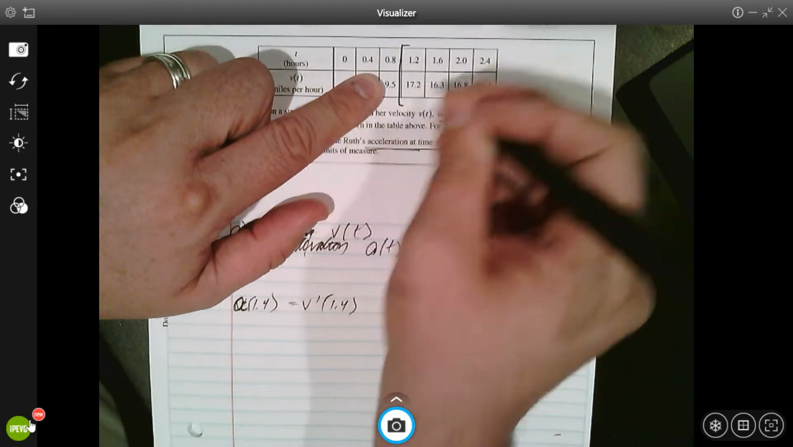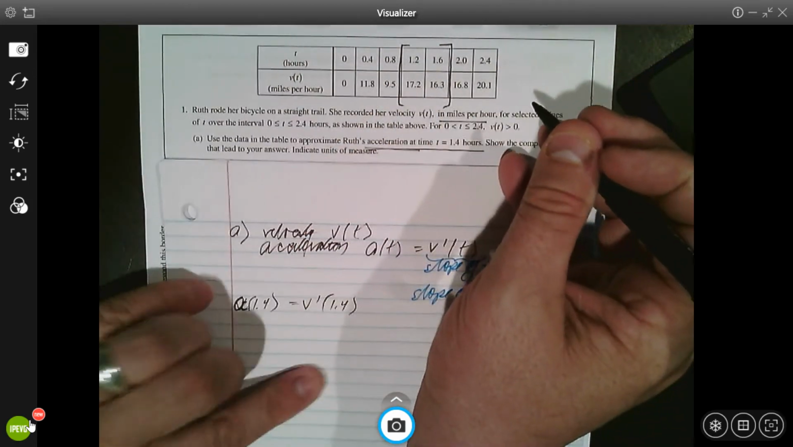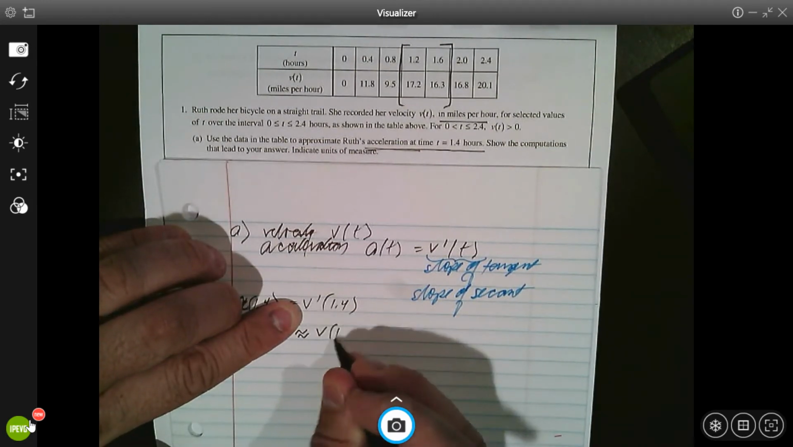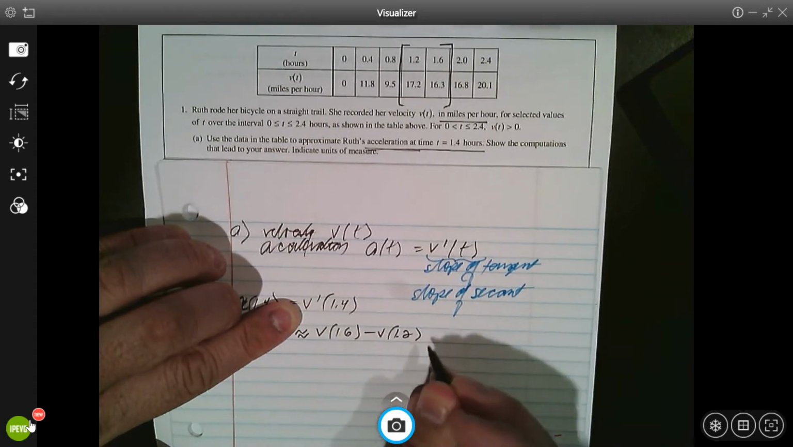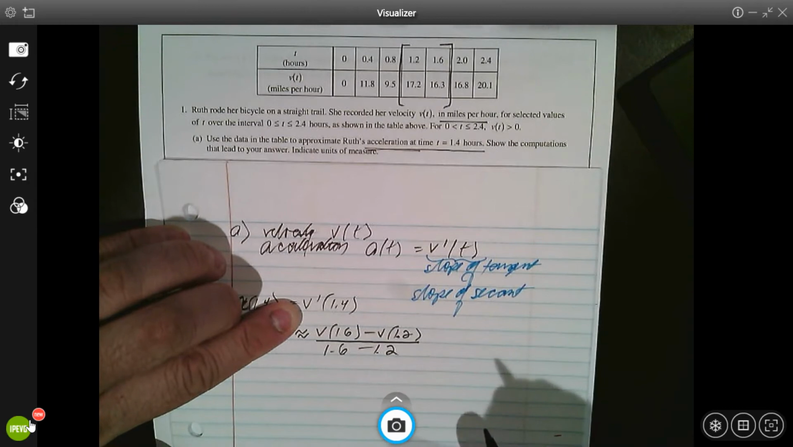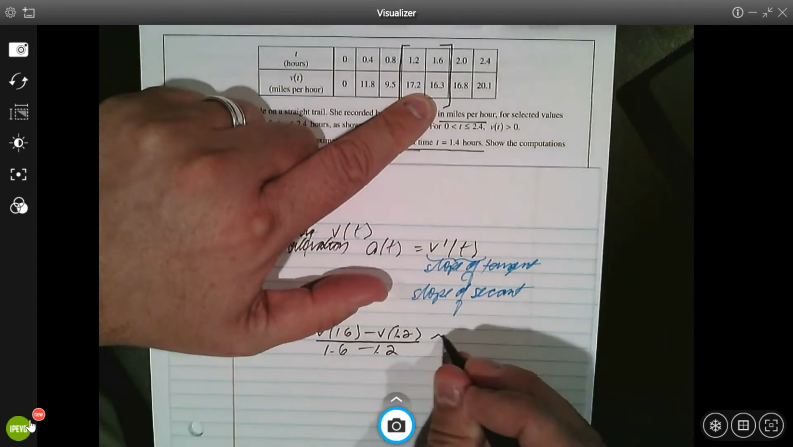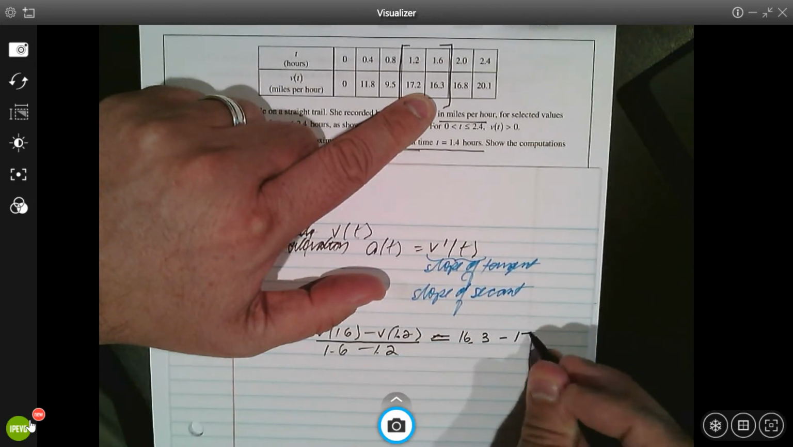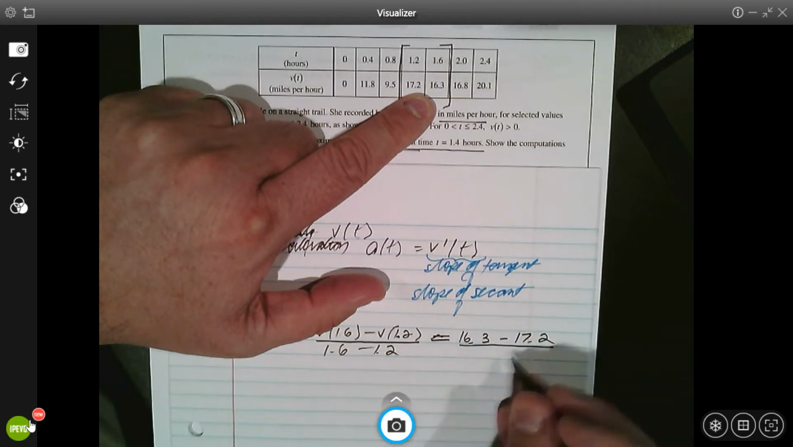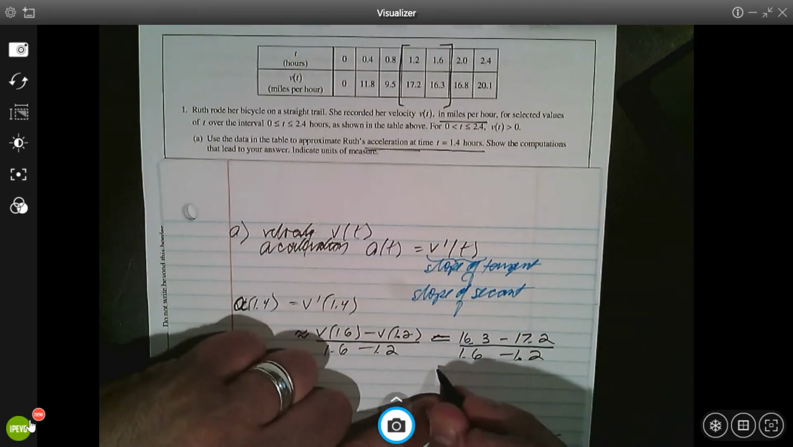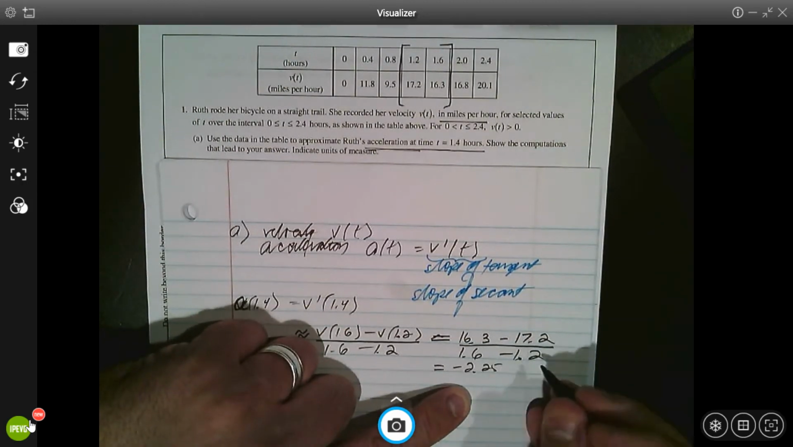So I'm looking here at time 1.2 and 1.6 seconds, and we're going to say that the derivative, the slope of the tangent line, is approximately what we get by looking at the change in the velocity from 1.2 to 1.6 seconds divided by the time interval 1.6 minus 1.2 seconds. The velocity at 1.6 is 16.3. The velocity at 1.2 is 17.2, and we're going to divide by the difference of 1.6 minus 1.2. If you work that out, you're going to get negative 2.25.